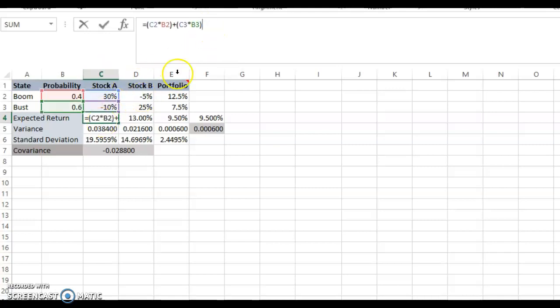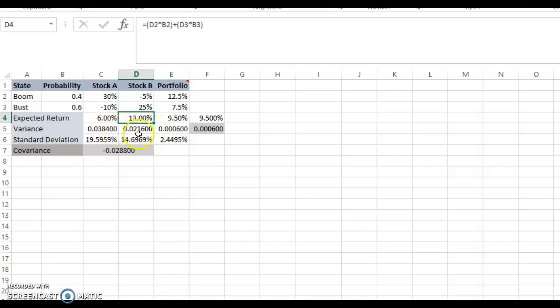You can use Excel to do it this way. Right, 6%. Once you have got that, you can do the same for stock B. It is actually 0.4 multiplied by negative 5% plus 0.6 multiplied by 25%. Therefore, you get 13%. Now, what is the variance?